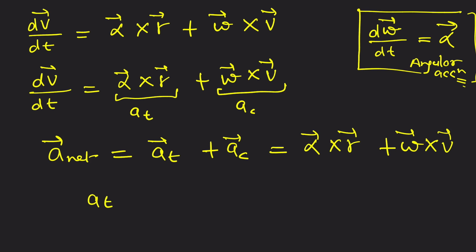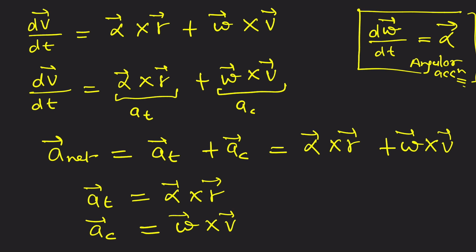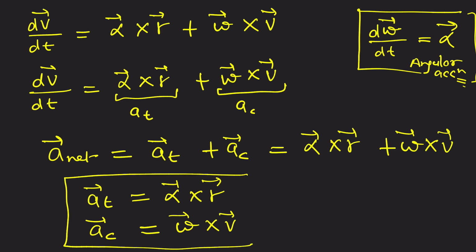So you can remember these two relationships, which are very important in circular motion, and they are the most general situation formulas. So you should keep these in your mind. So a tangential is alpha cross r, and a centripetal is omega cross v. These are vector forms, and alpha is your angular acceleration. This is the most general relationship that we can have.